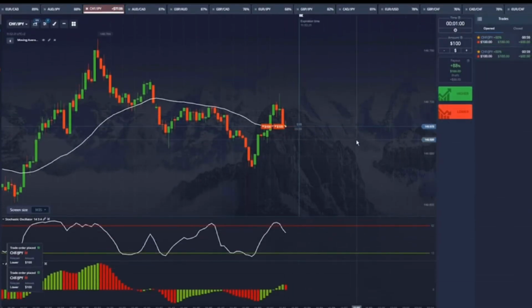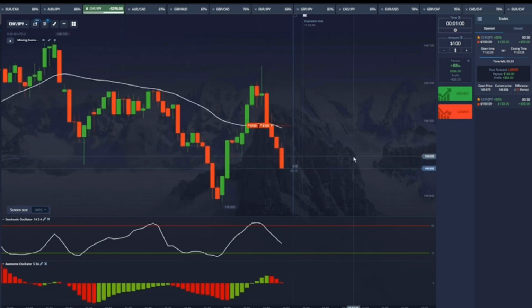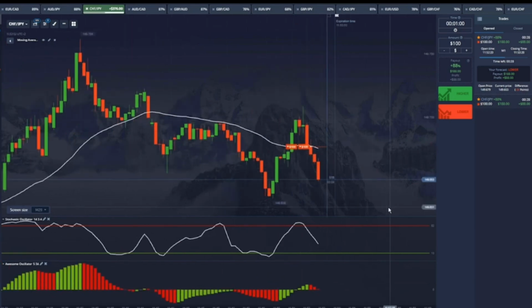Now to place trades you need to identify the market trend direction with the moving average. As on screen, the moving average is going downward and indicating a downward trend. Secondly, the stochastic oscillator should be leaving the overbought condition downward for put option trades, and the awesome oscillator should be having a strong momentum downward or just a small momentum upward, then the trend can easily reverse downward and give you your profit in 1 minute.